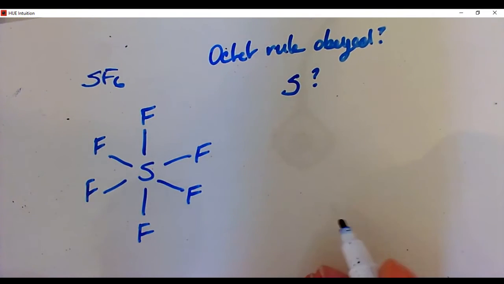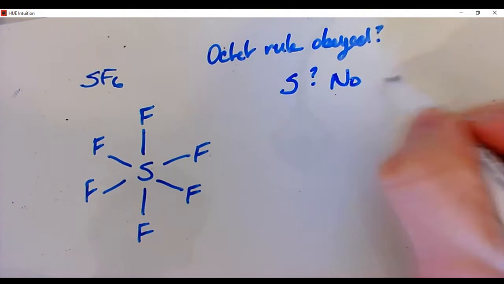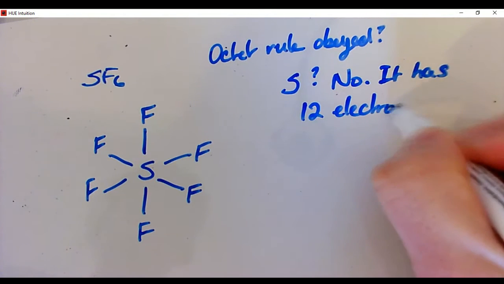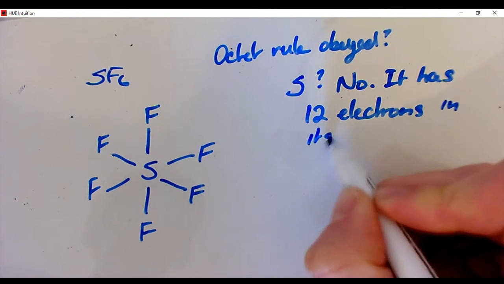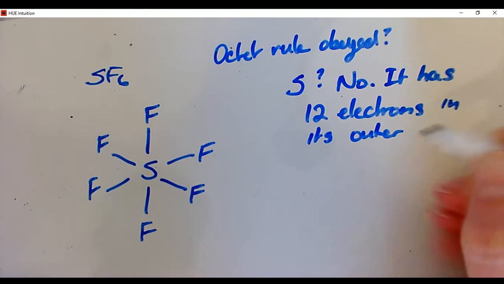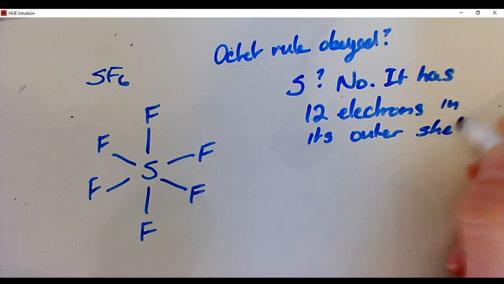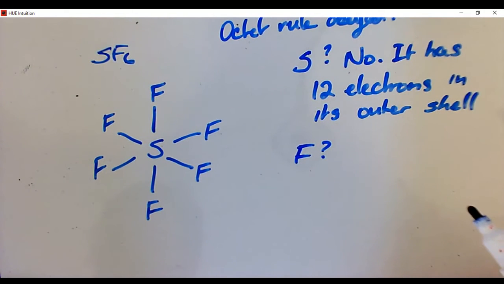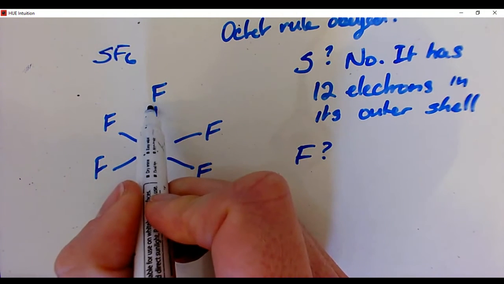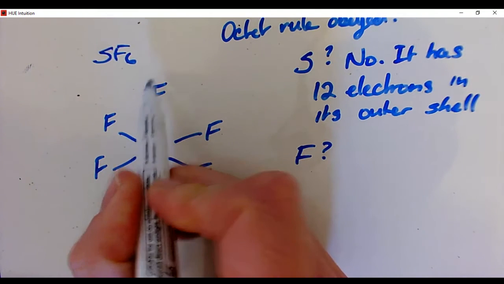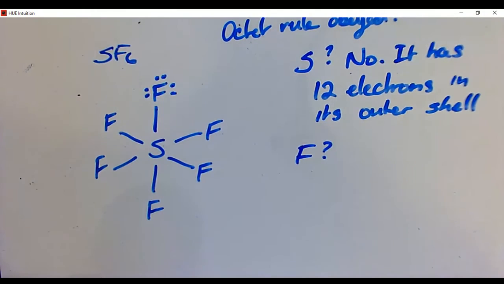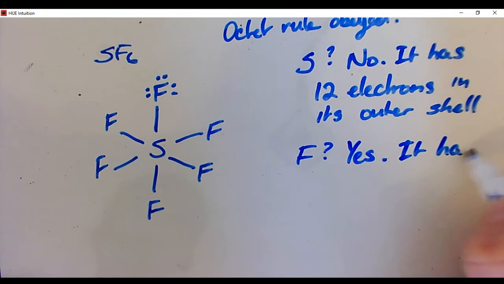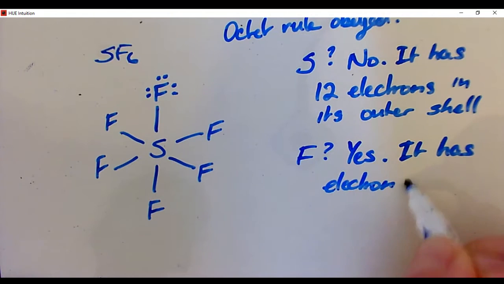So is the octet rule obeyed for sulfur? No. It has 12 electrons in its outer shell. And remember that the octet rule says you must have 8. And what about fluorine? Does fluorine obey the octet rule? Well, if you look, you've got 2 electrons here, and then you've got 3 lone pairs on every fluorine, right? So you have 8 in total. So yes, it has 8 electrons in its outer shell.